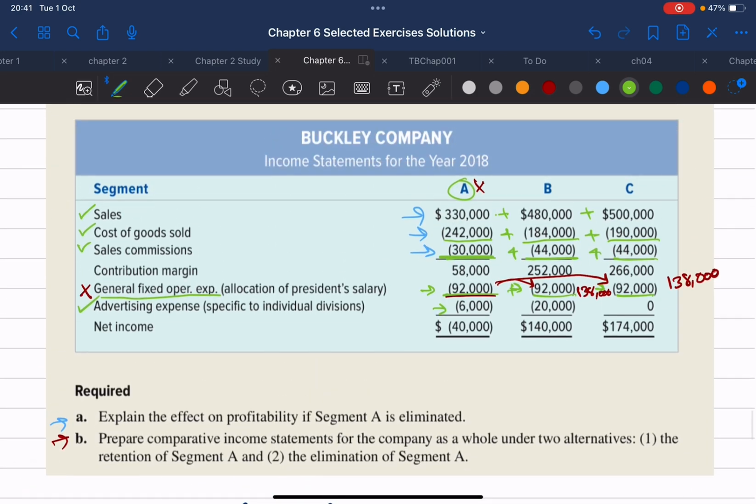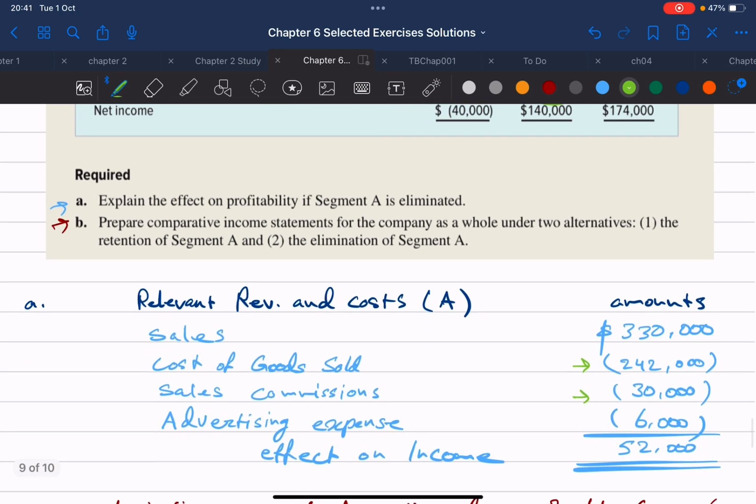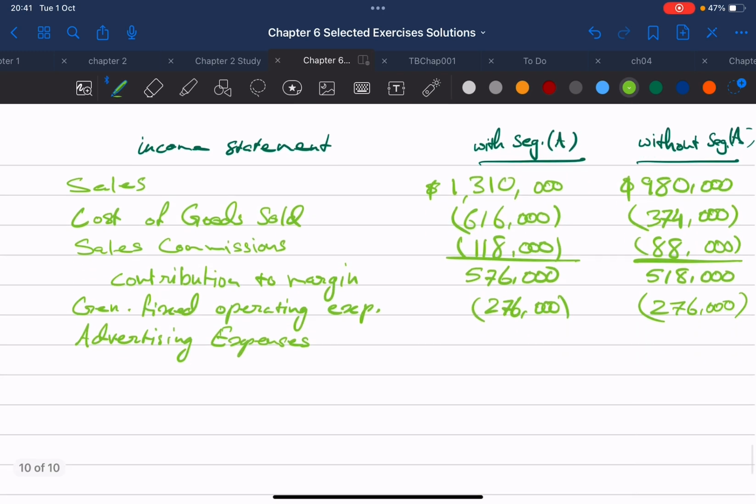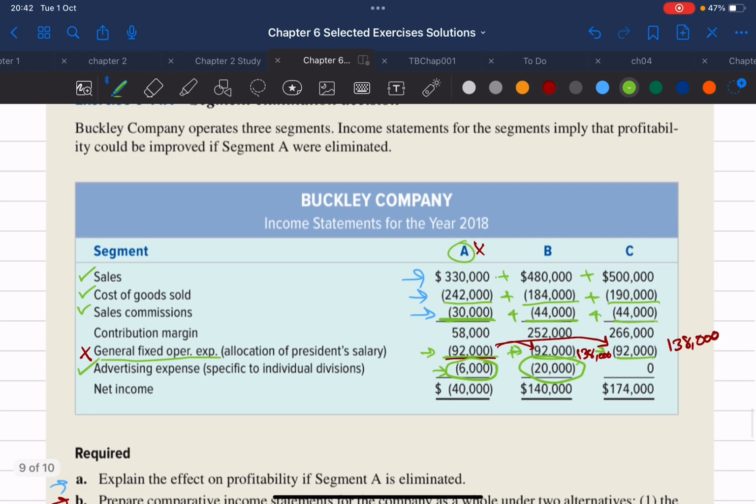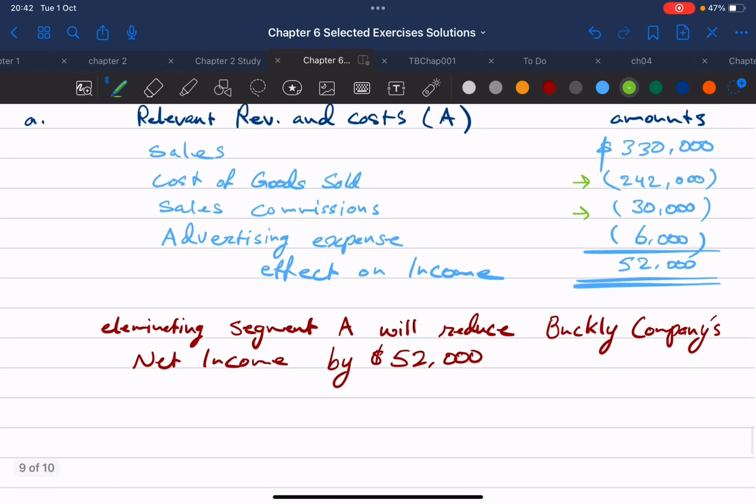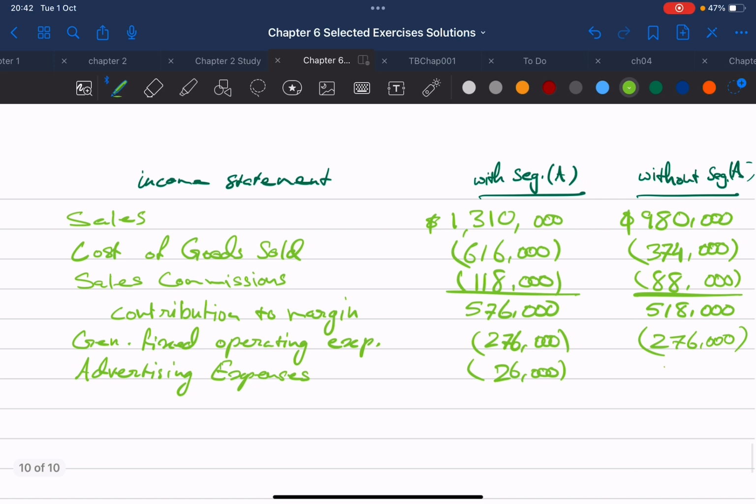And then finally, advertising expenses. If we include segment A in our calculation, that will be 6,000 plus 20,000, right? So 26,000. If we consider eliminating segment A, that amount will be reduced by this 6,000, which was associated with segment A. So we will eliminate this and we'll only consider the 20,000.